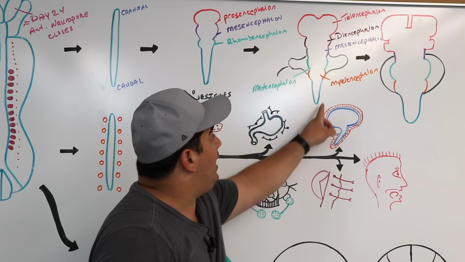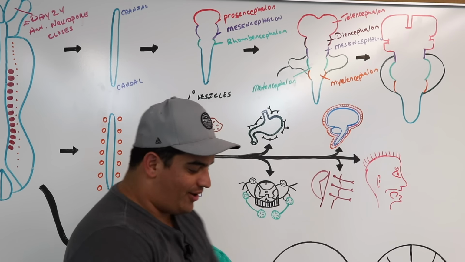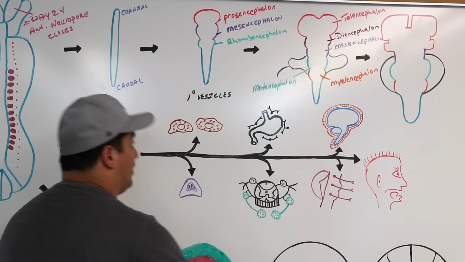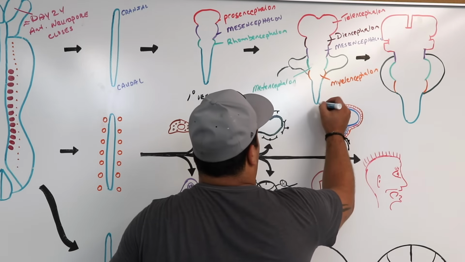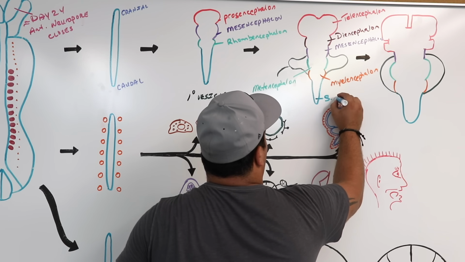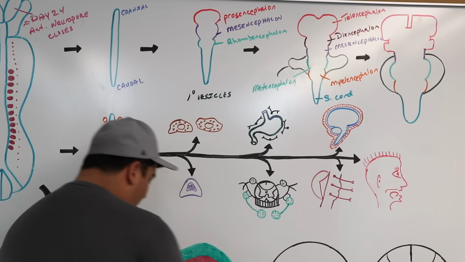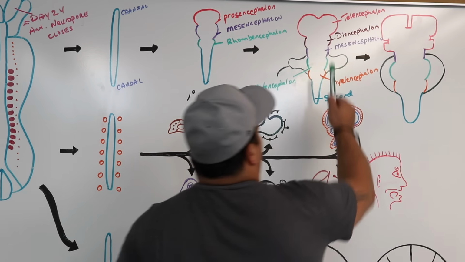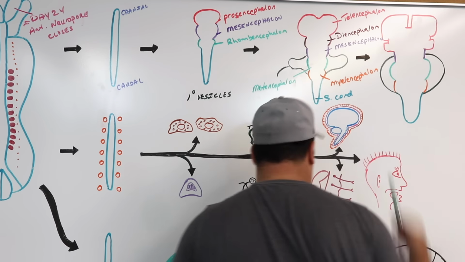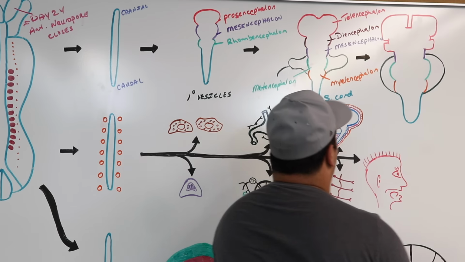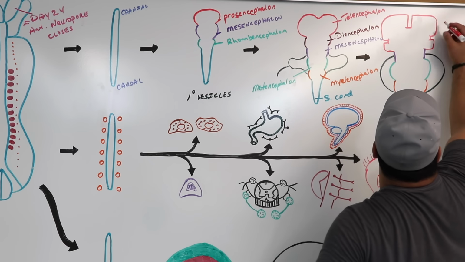And then guess what the remaining part here is? The spinal cord. And we'll talk about how that develops in a little bit. So again, this last part here is going to become the spinal cord. All right, so to finish it all off now, telencephalon is going to become this structure, right? And this is going to become the cerebrum.